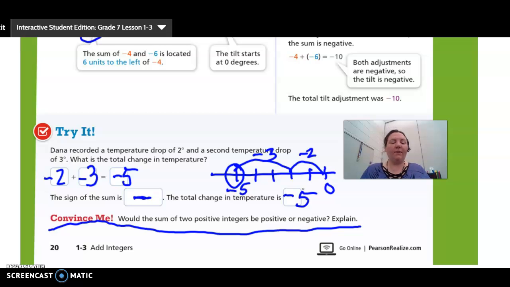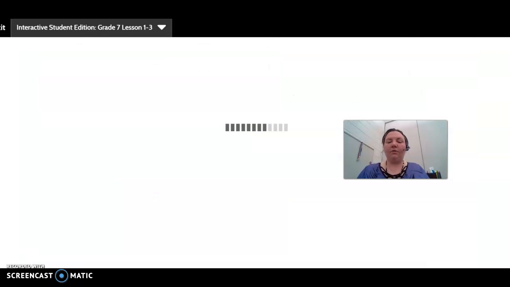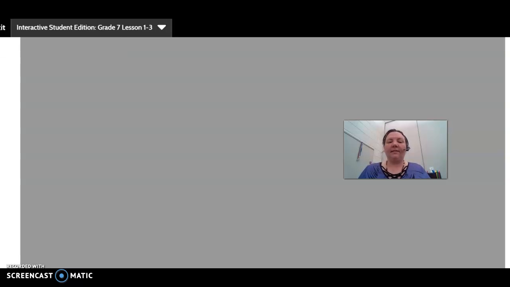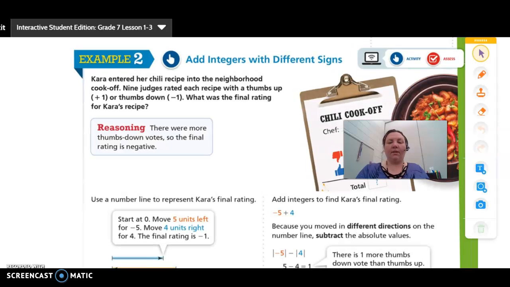If you need to pause the video and go back and revisit these examples, please do so. Otherwise, we're going to continue on and turn to page 21 for the last example of this lesson recording.